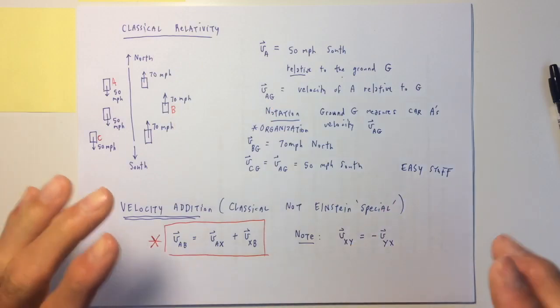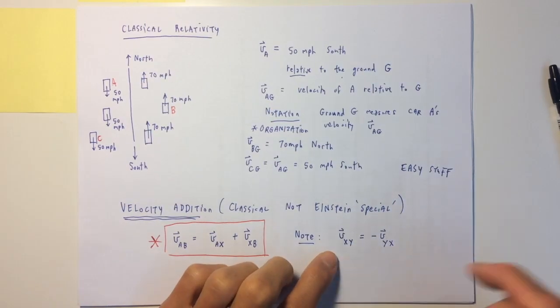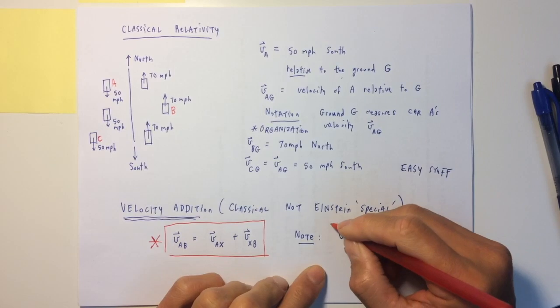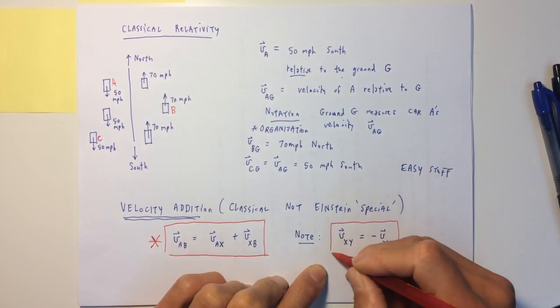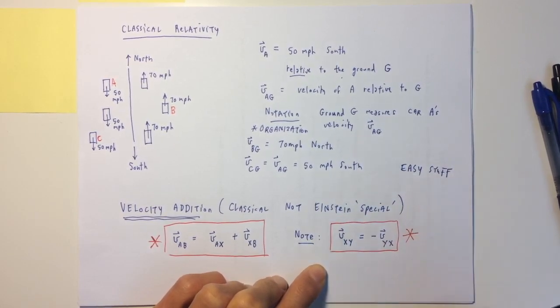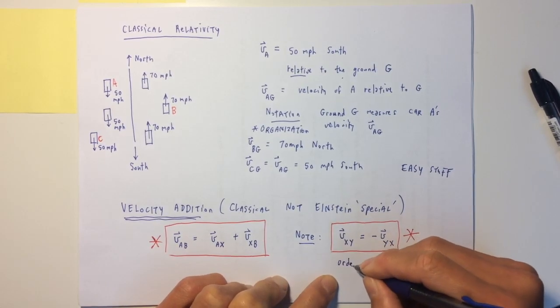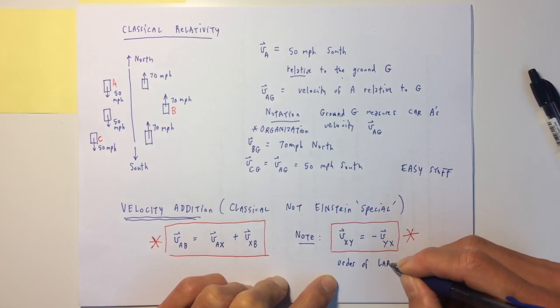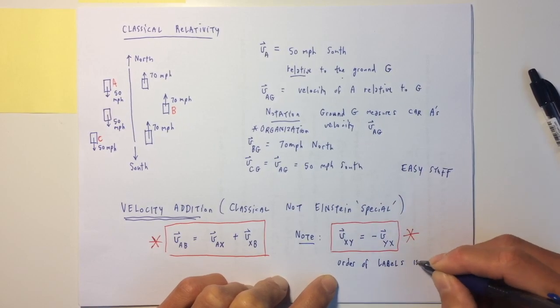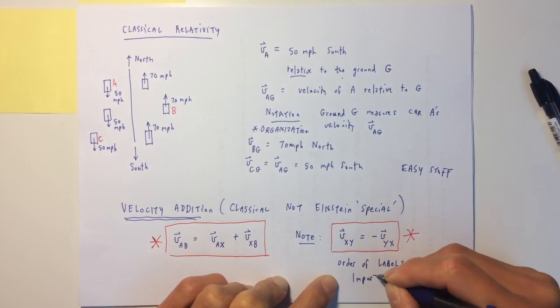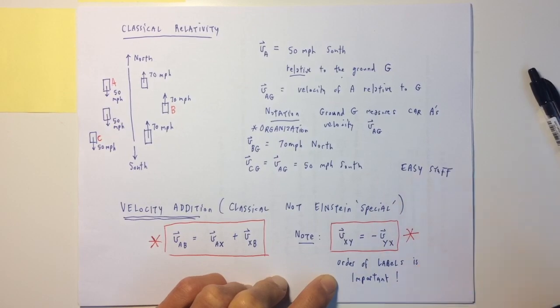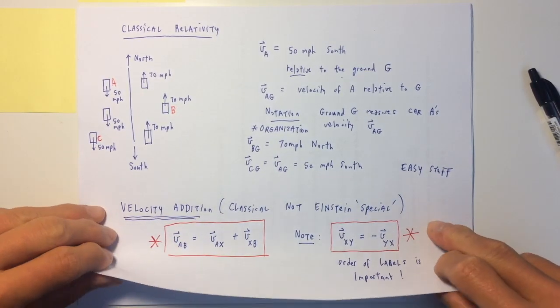This right here is also a really important thing to consider. That you're going to pick up a minus sign if you switch the order of the indices, right? If you switch the labels. So the order of labels is important, right? So this is a big deal. All right, so let's move on.